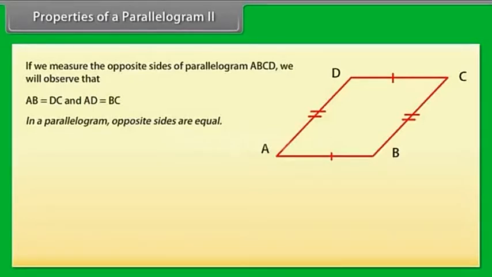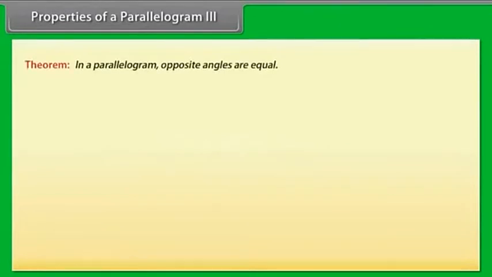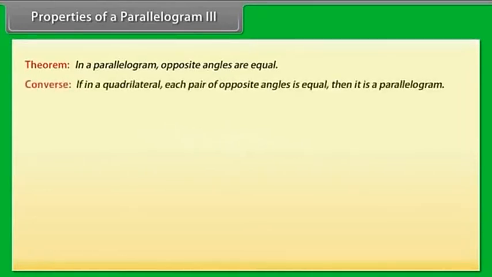This property or theorem can also be stated as if a quadrilateral is a parallelogram, then each pair of its opposite sides is equal. Another property of parallelogram states that in a parallelogram opposite angles are equal. The converse of this property states that if in a quadrilateral each pair of opposite angles is equal, then it is a parallelogram. Now let us find one more property.